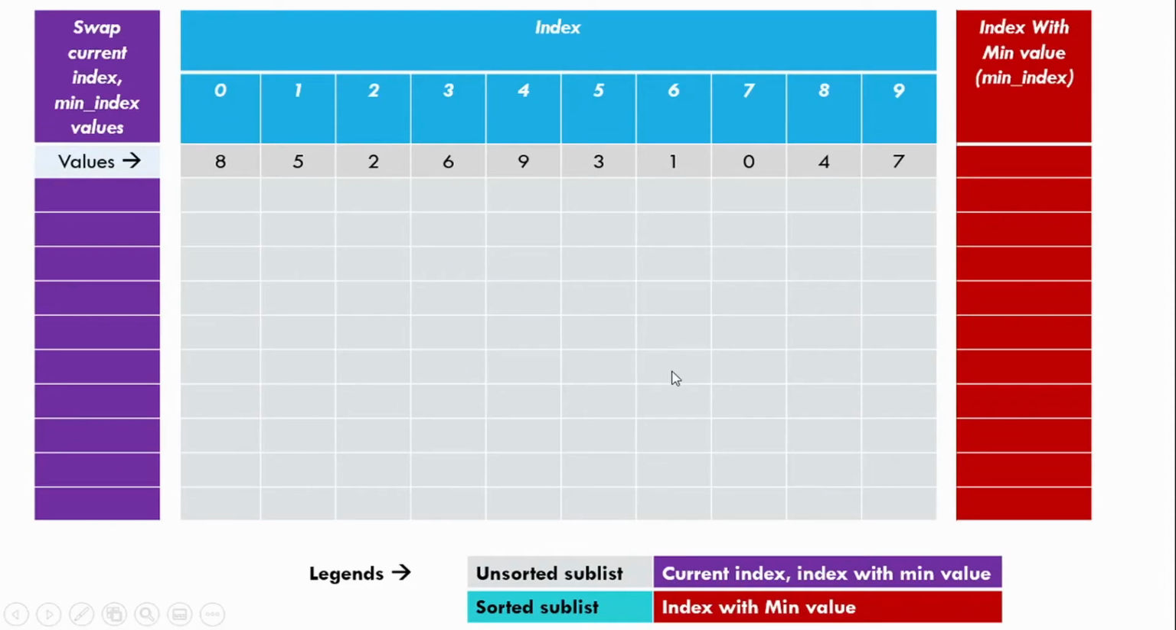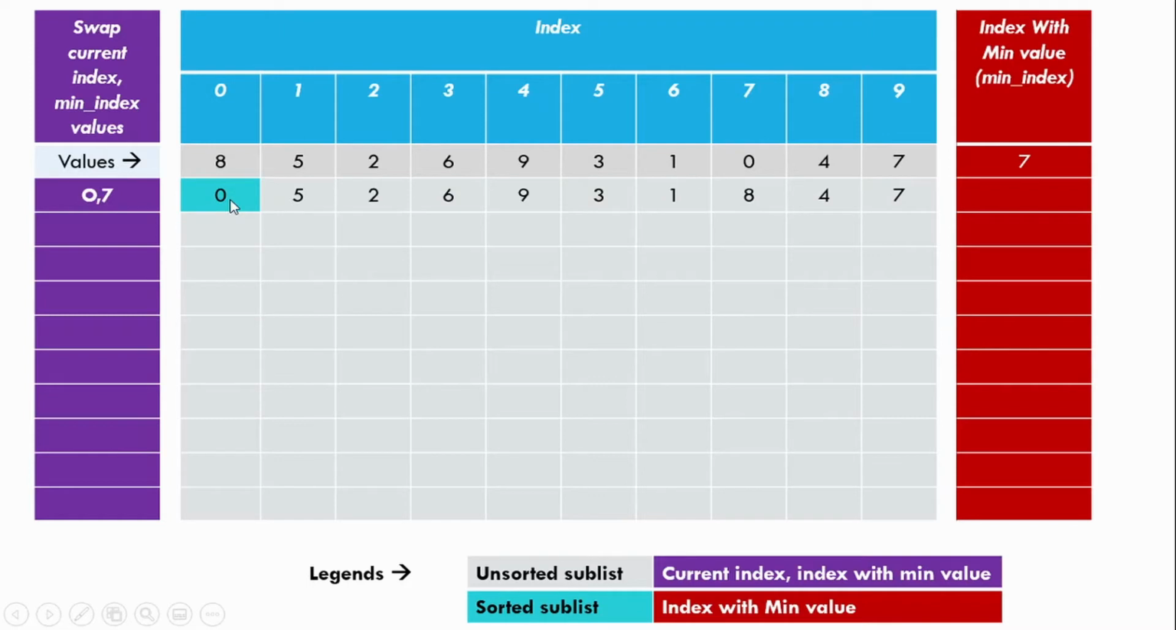Let us see whatever we just discussed with an example. Initially, we are given a list of unsorted integers 8, 5, 2, 6, 9 and so on. These elements are at indexes 0, 1, 2, 3, 4 and so on. Selection sort algorithm goes like this. First, we need to find the index with the minimum value. It is the 7th index. Then what we need to do is swap the elements at the 0th index and the 7th index.